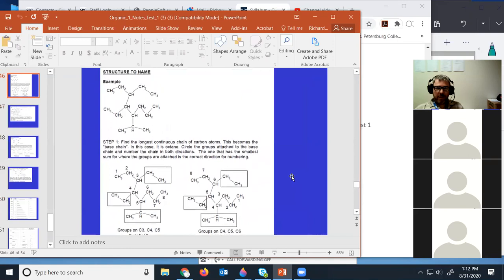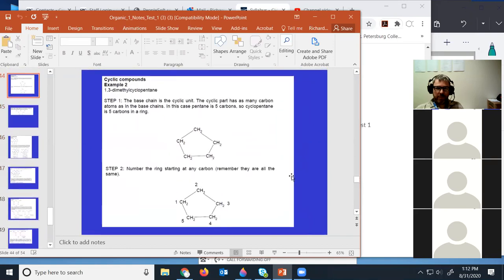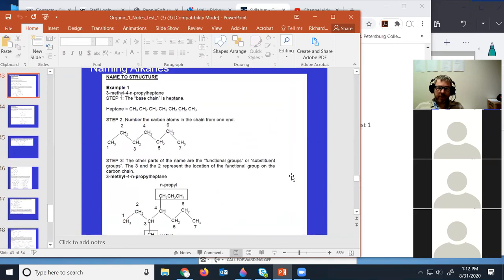All right, so let's take a squiz. Okay, we're going name to structure. So here's an example, 3-methyl, 4-N-propyl heptane. You look at the end, and it tells you what the base chain is. The base chain is heptane, which is 7 carbons. So you can see I've labeled the carbon chain from 1 through 7. Any questions so far?